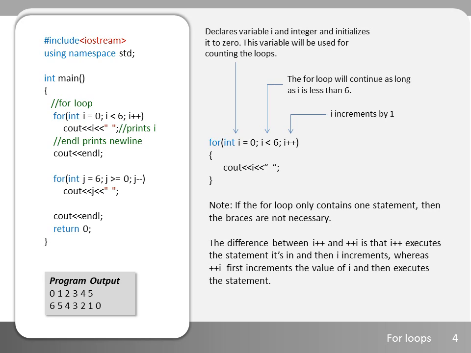Here we have an example of a for loop. This program uses two for loops to print out two series of numbers, one incrementing from 1 to 6 and the other one decrementing from 6 to 0.